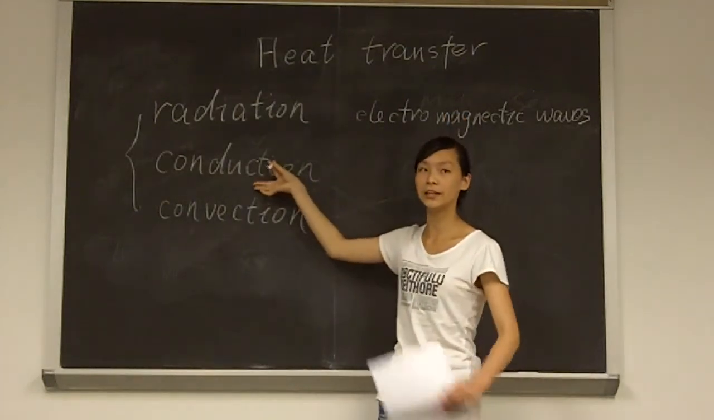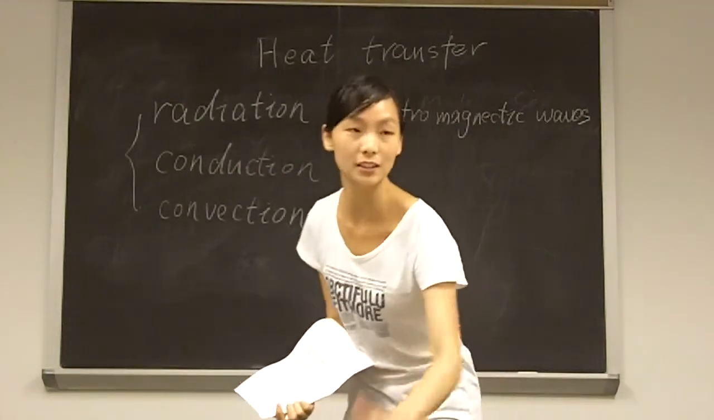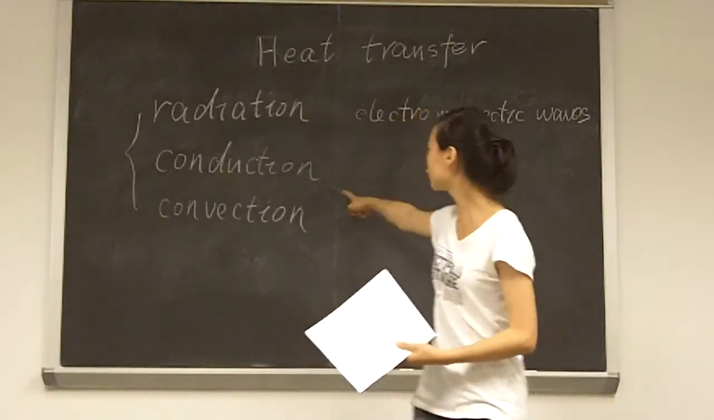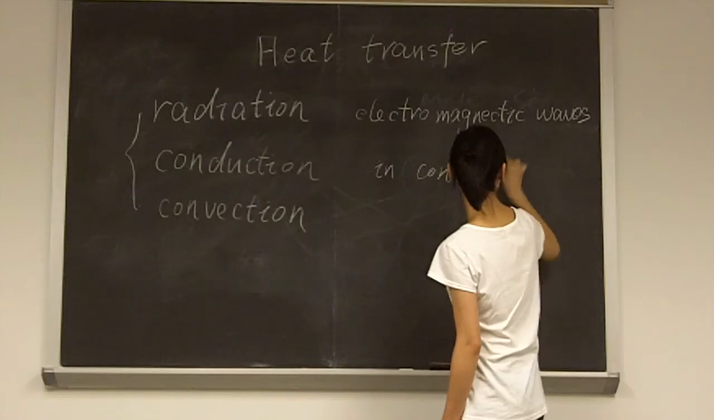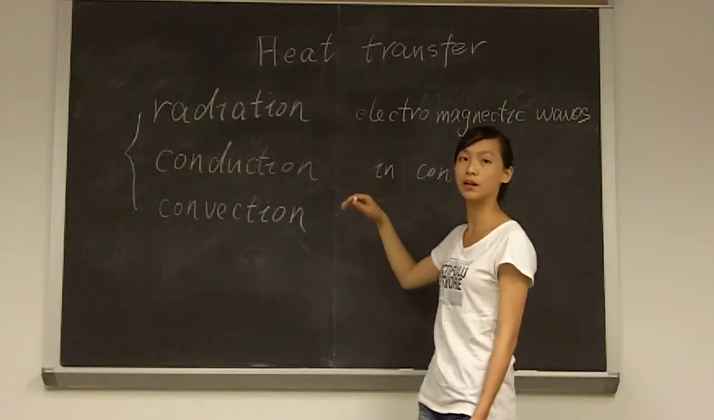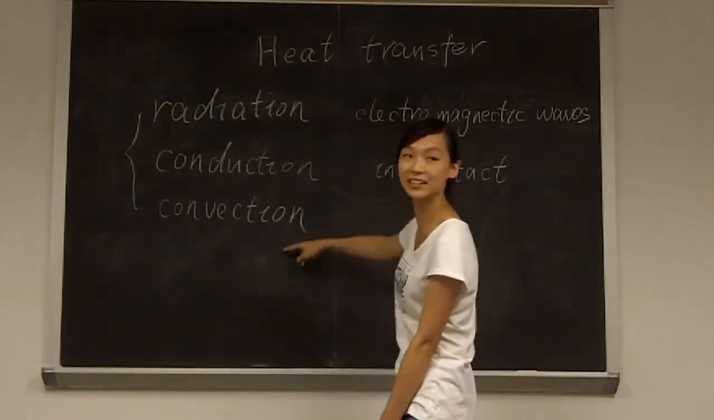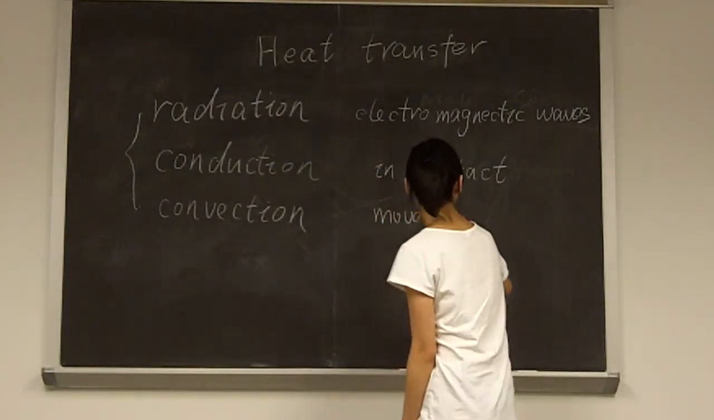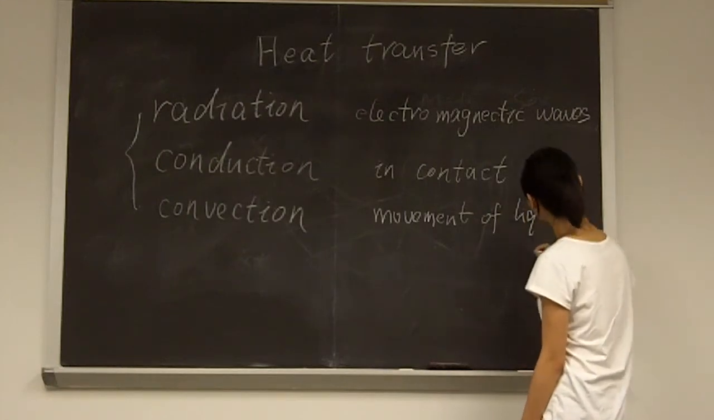The conduction is a heat transfer between two things that are in contact, such as my hand and the table. They are in contact, and that will transfer the heat. It's conduction. We must be in contact. And the convection is the up and down movement of gas or liquids. I will explain it later. The movement of liquid and gas.